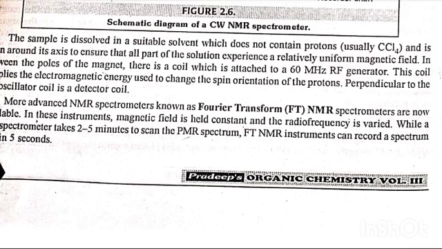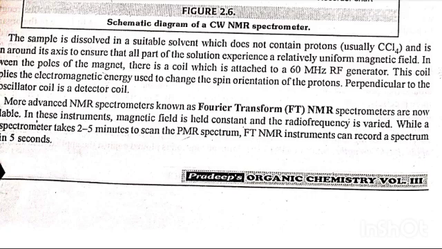In between the poles of a magnet there is a coil which is attached to a 60 MHz RF generator. This coil supplies the electromagnetic energy used to change the spin orientations of the protons. Perpendicular to the RF oscillator coil is a detector coil.